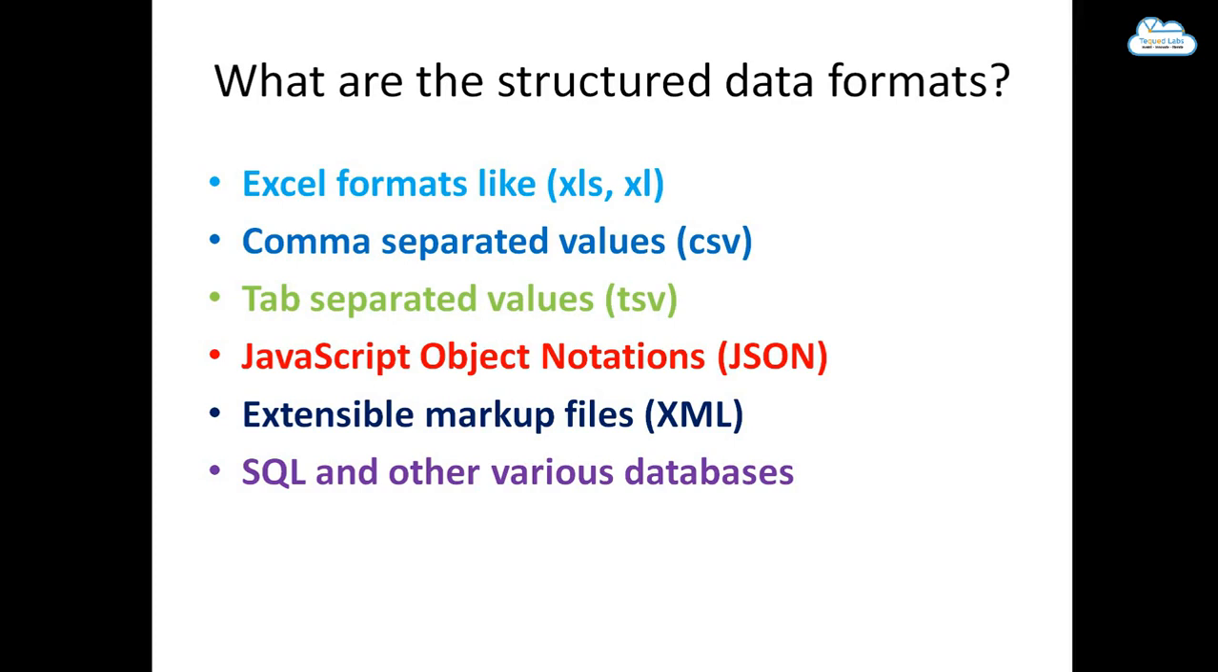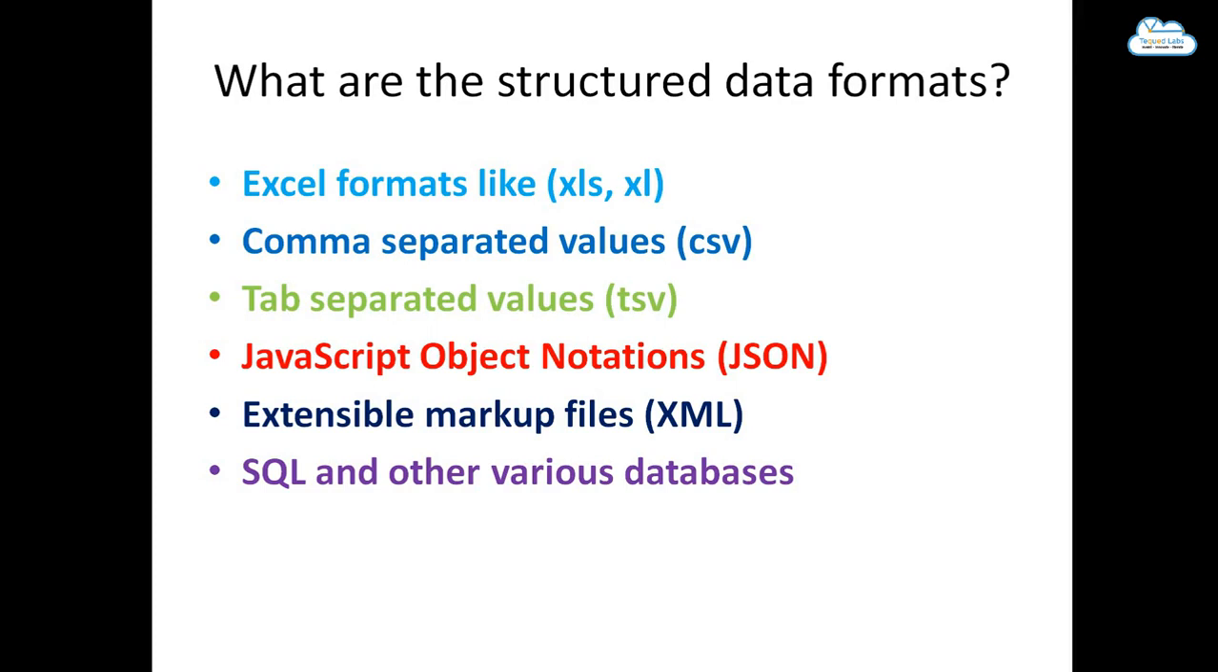Then you have TSV, nothing but tab separated variables. It is exactly similar to your CSV, but instead of separating each and every data by a comma, we separate it by a tab. A tab is nothing but 4 spaces, called one tab space. So whenever each and every data is separated with the help of 4 spaces, it becomes a tab separated value data type. So TSV.